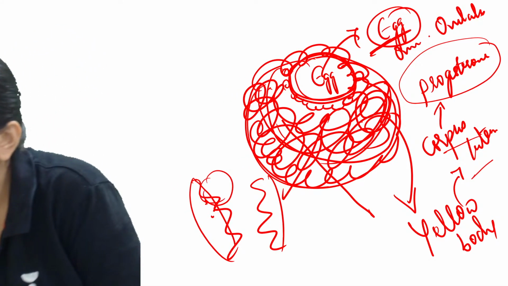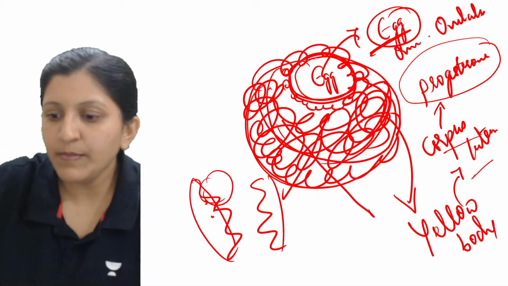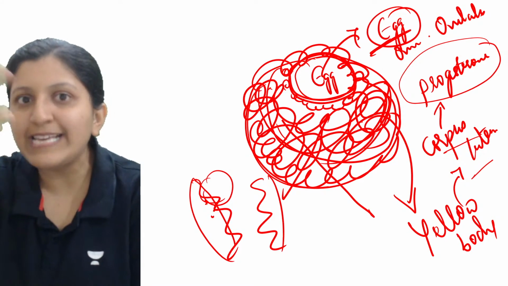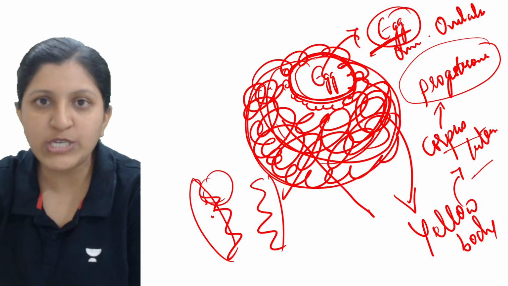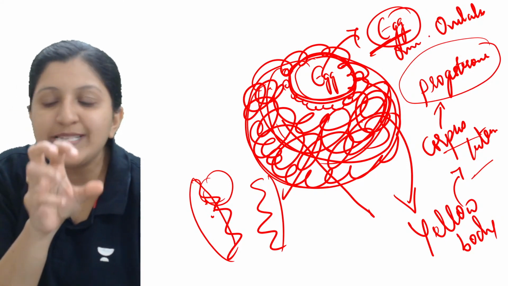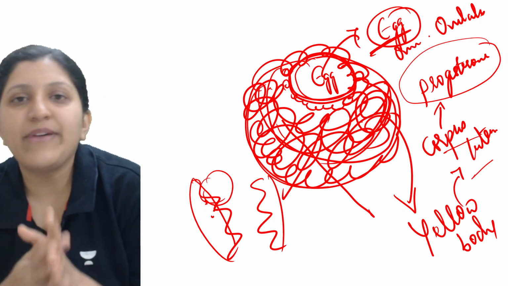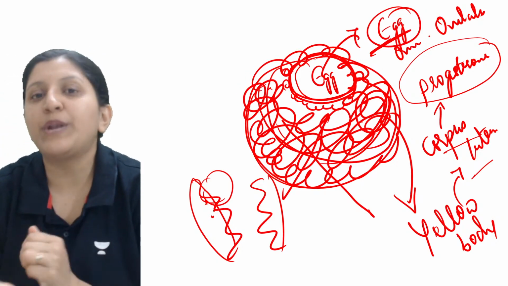Got it, Satyam? So the Graafian follicle is going to rupture, the egg, that is the ovum, is going to be released, and the remaining part of this Graafian follicle will turn itself into the corpus luteum, which is going to produce a hormone, progesterone.